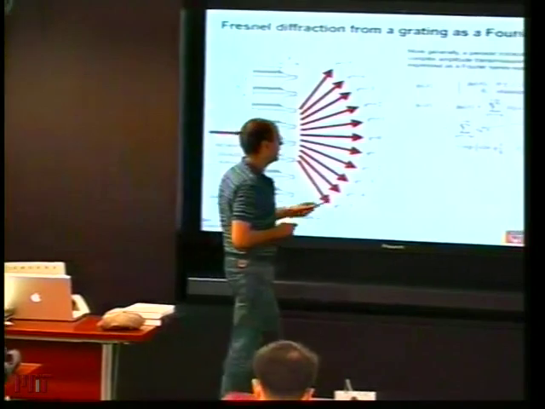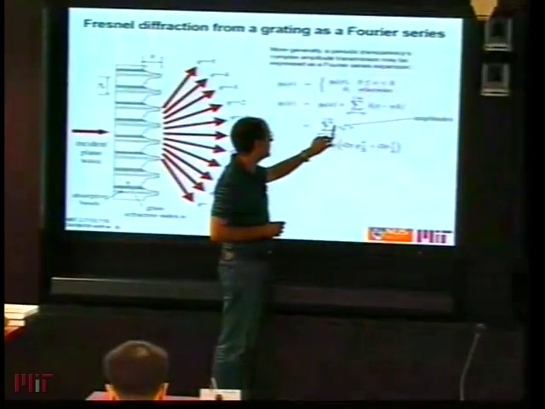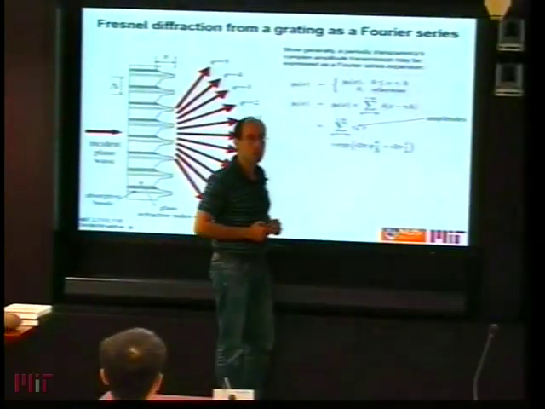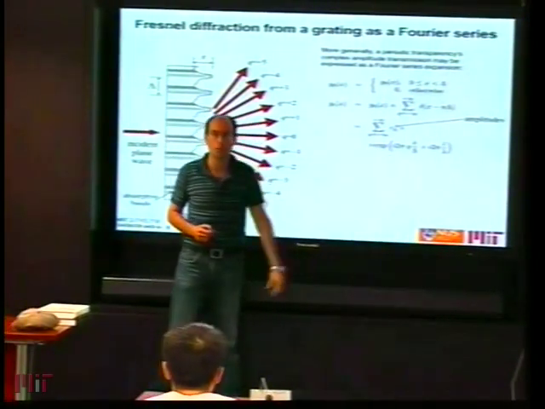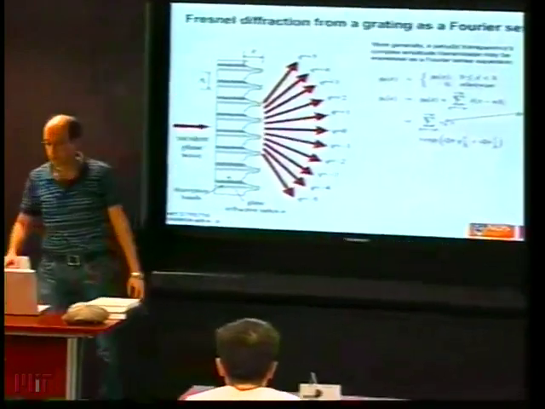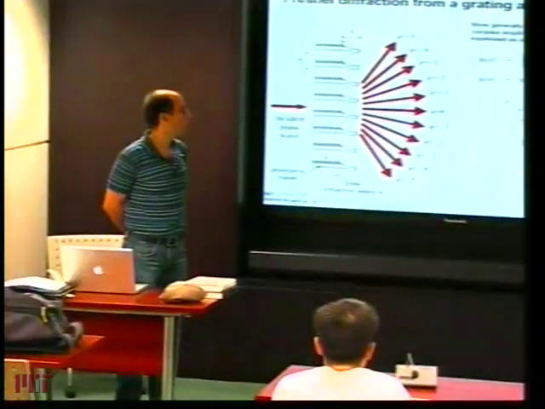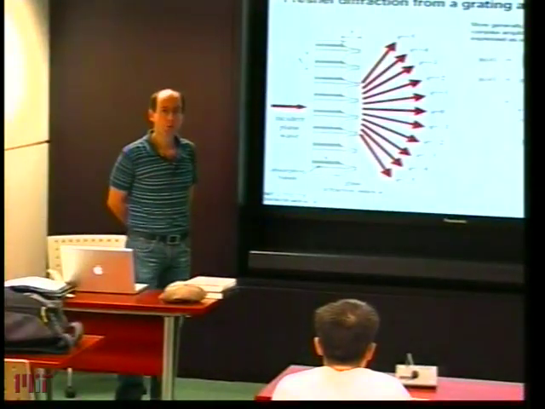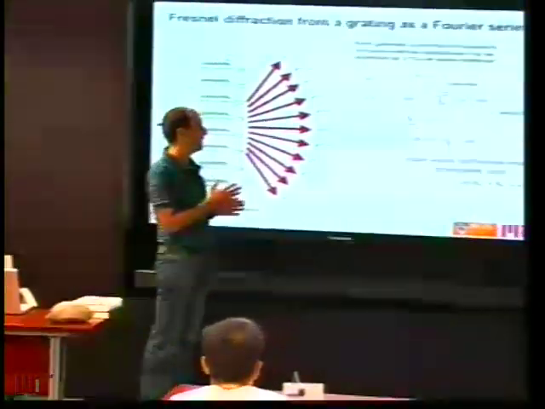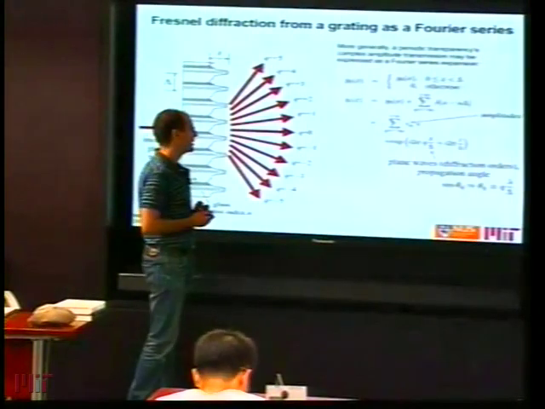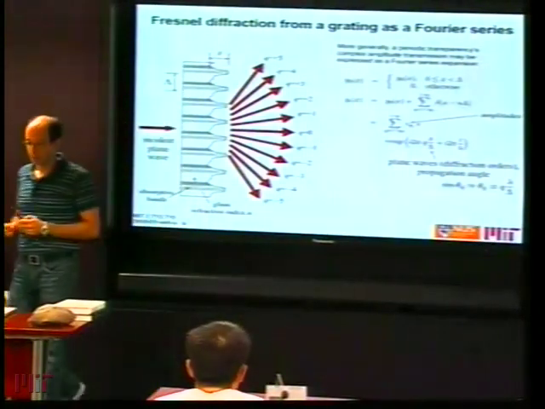The Fourier series expansion coefficients are actually the amplitudes, and the harmonics, these are called harmonics if you recall, of the Fourier series themselves now correspond to plane waves that we previously called diffraction orders. So then you can see that each Fourier series coefficient actually corresponds to a separate diffraction order.